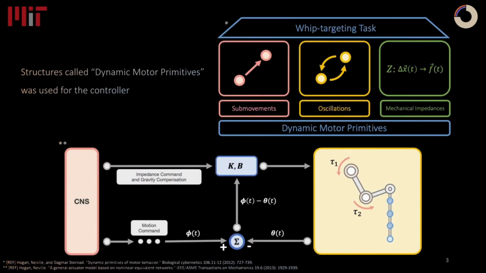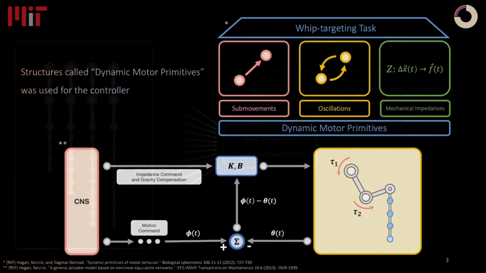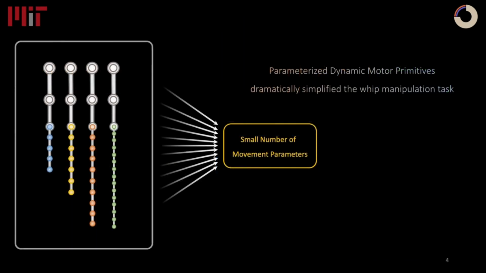To overcome this high-dimensionality problem, we encoded the controller using structures called dynamic motor primitives. Using dynamic motor primitives dramatically simplified the control task, and the optimization was able to identify the optimal movement which reached a target with a whip.